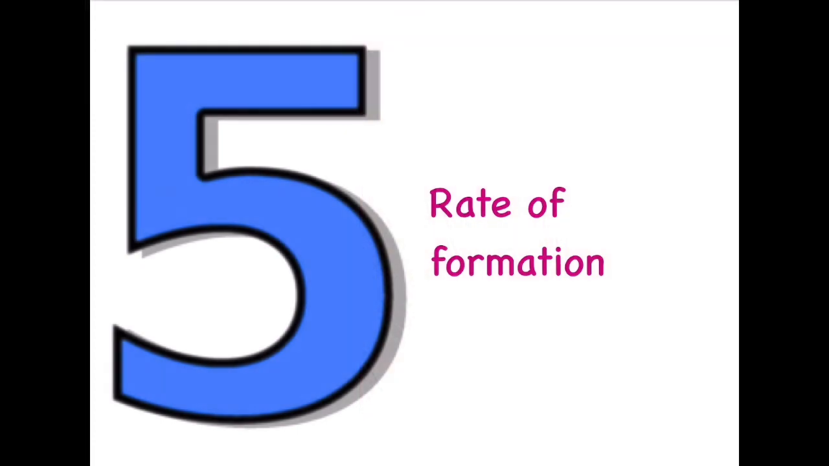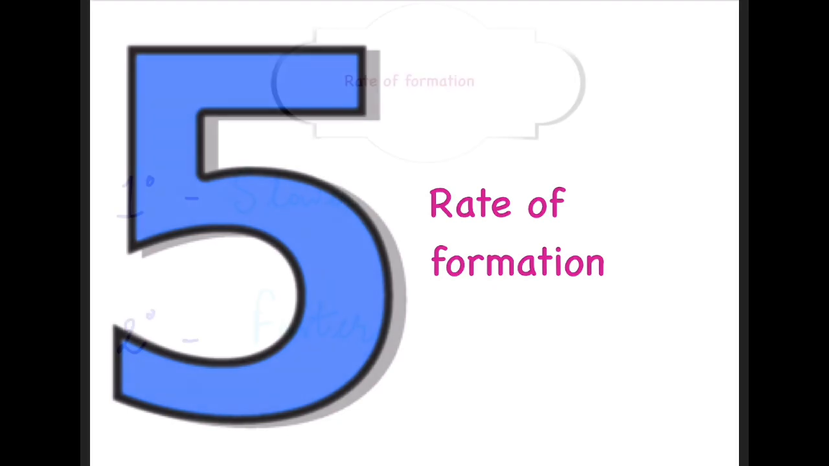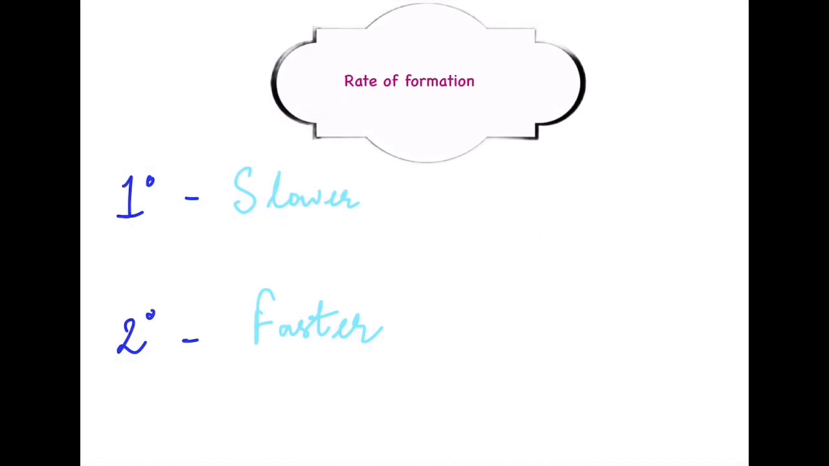The fifth difference is regarding the rate of formation. So there's a difference in the rate of formation between the primary cementum versus the secondary cementum. The primary cementum or the cellular cementum is formed at a much slower rate when compared to secondary cementum or the acellular cementum. The reason being that in primary cementum, there is a presence of cementocytes, right? So the cementocytes get entrapped within the cementum matrix which is formed. Whereas in case of secondary cementum, there are no cementocytes. Therefore, it is formed at a much faster rate.